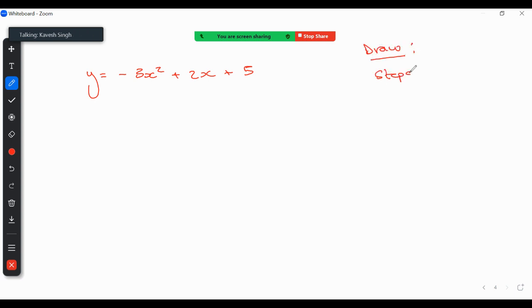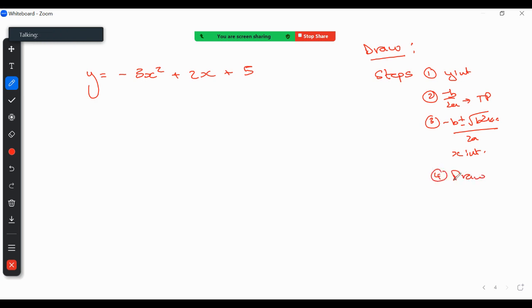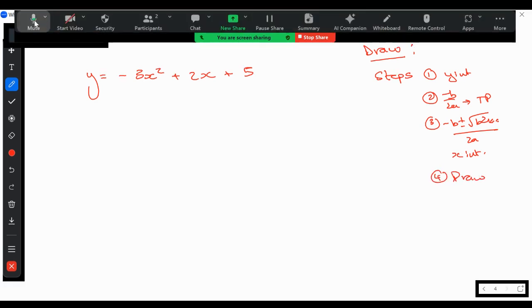Let's try this one. Steps. Number 1, y-intercept. Number 2, minus b over 2a to get the turning point. Number 3, minus b plus or minus the square root of b squared minus 4ac, over 2a, to get the x-intercepts, and then connect the dots. All right, I'll give you a second to try that.